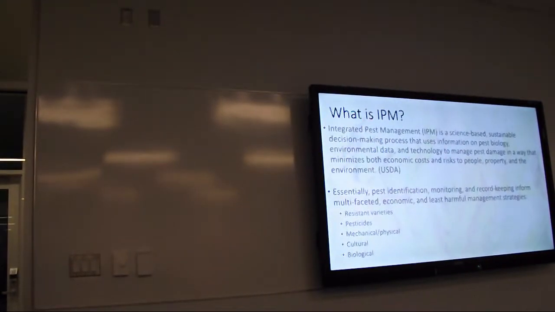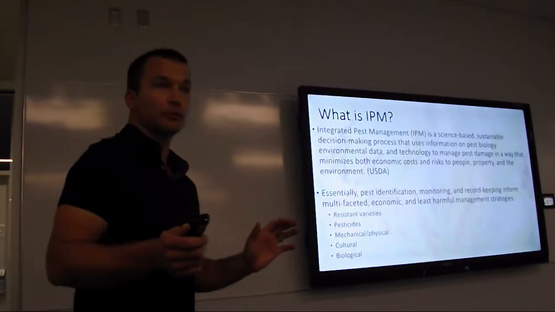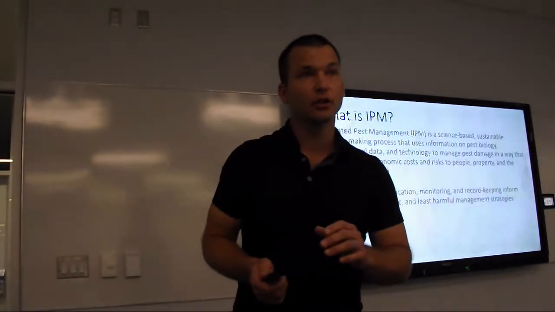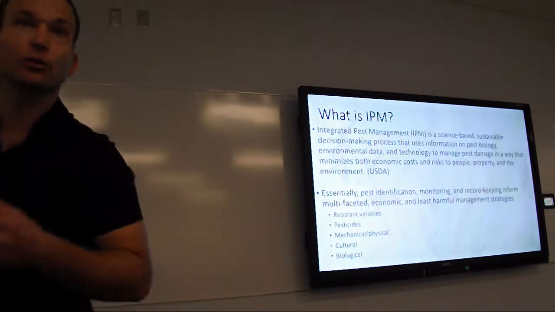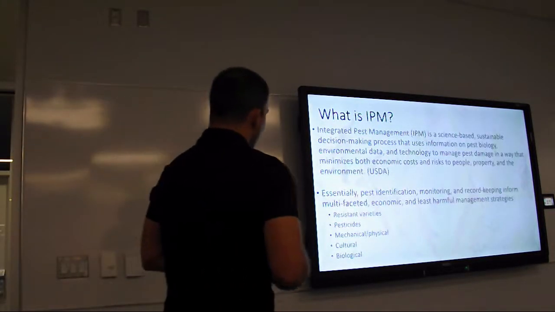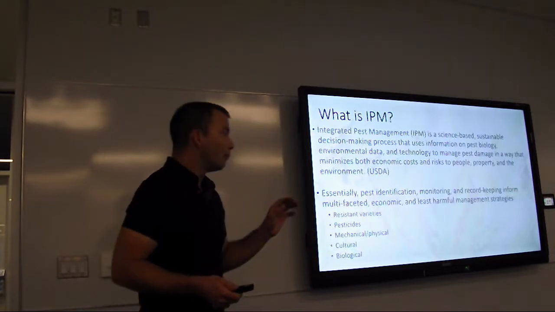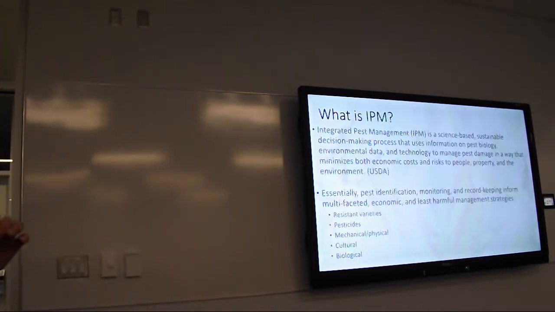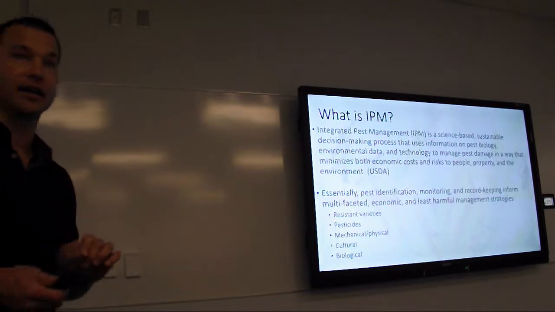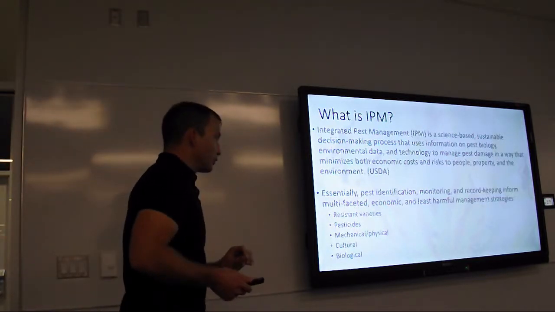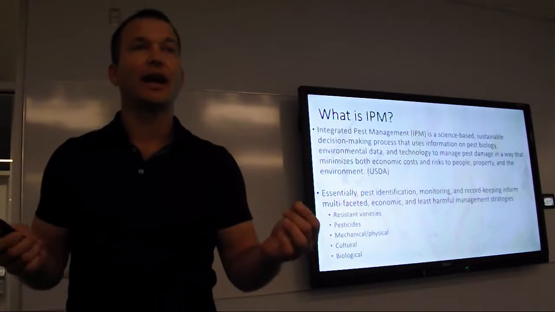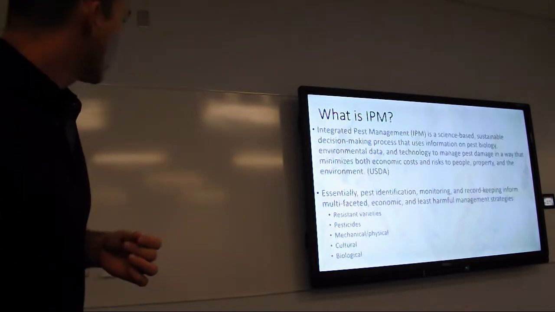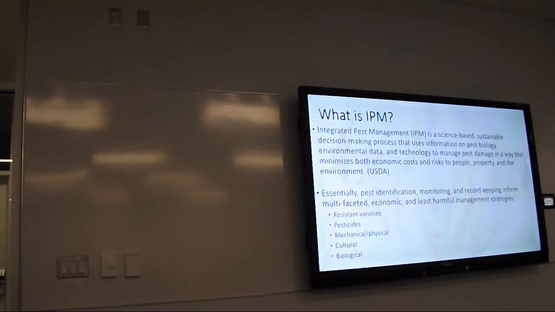And when I say pests, I mean lots of different organisms that cause problems for people. It could be disease-causing pathogens, it could be insect pests, it could be weeds or rodents, mites, etc. So essentially, pest identification, monitoring, and record-keeping inform multifaceted, economic, and least harmful management strategies. And these could include resistant varieties, pesticides, such as fungicides, insecticides, herbicides, etc. Mechanical or physical controls. One example of this would be sealing cracks in a foundation to keep insects out. Cultural controls. An example of this is manipulation of a planting date in order to avoid a pest population.